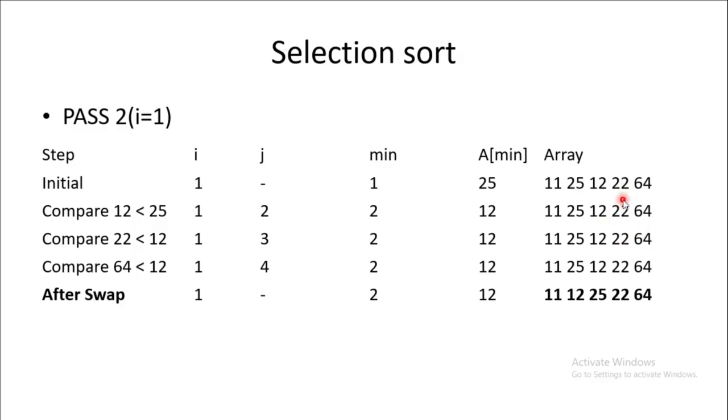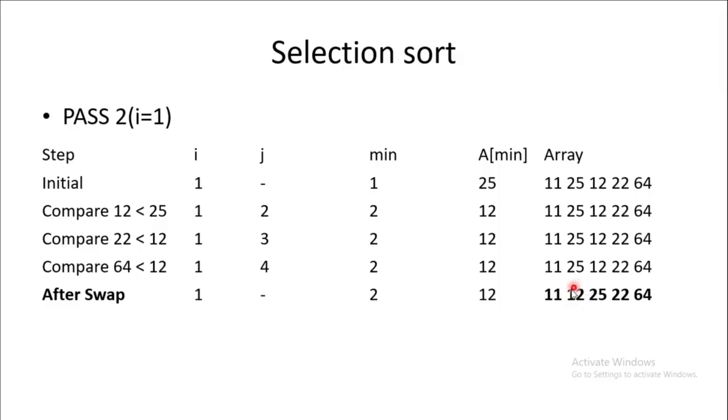Then 12 is getting compared with 64. As 64 is greater than 12, there will not be any updation in the min index. So the min index will remain 2 only. So what it implies is we found the minimum element in the unsorted array at index 2. So we have to swap it with the current minimum element.